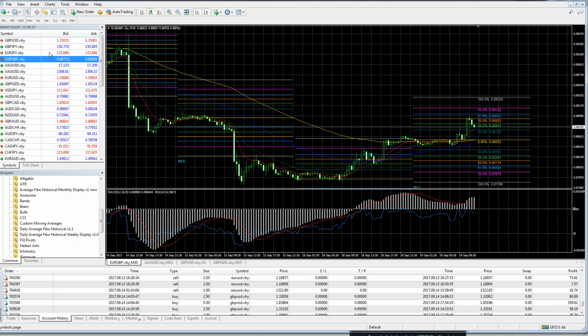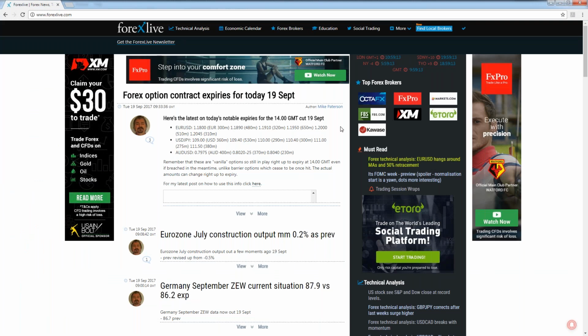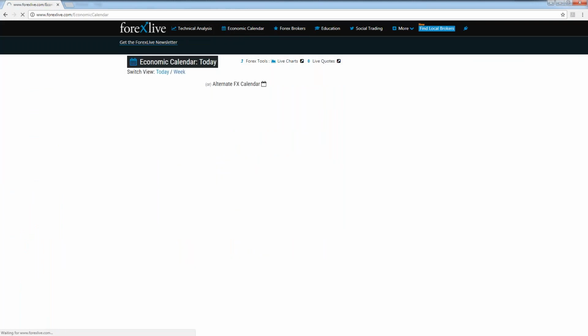Now, this is how you combine the two, going by what you've previously learned and now going by what we've got on our charts. Very, very powerful indeed. Now, for instance, this is the 19th of September. We've seen a rally of sorts in the pound. Let me just go back to the economic calendar.